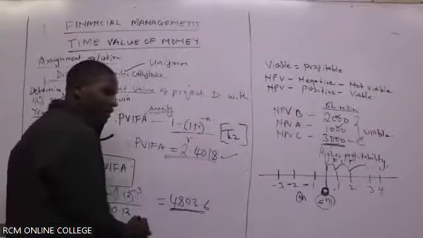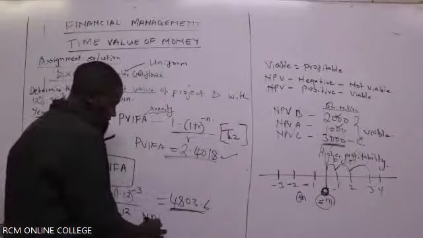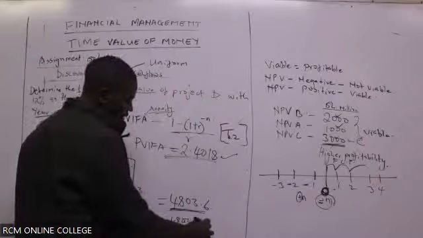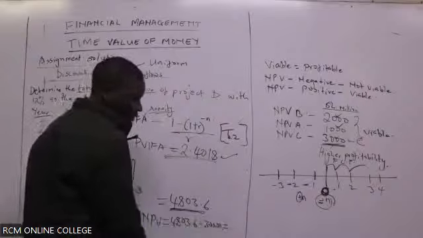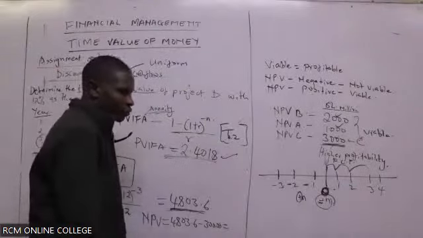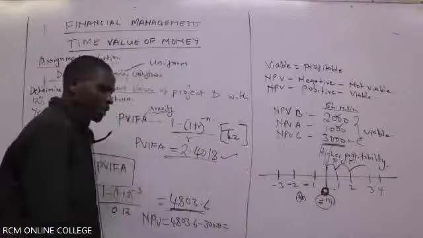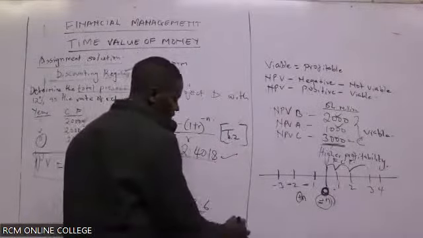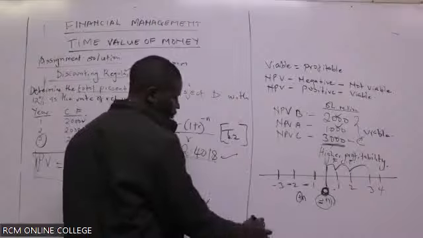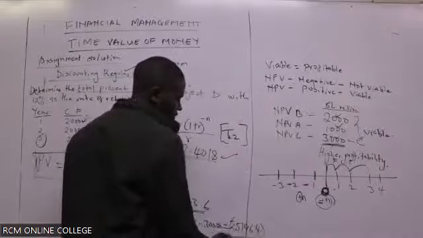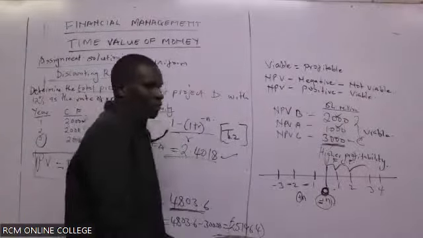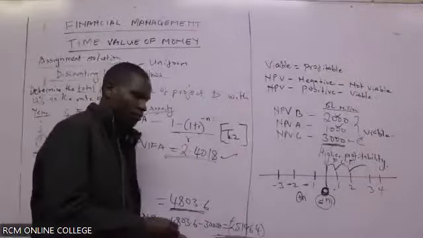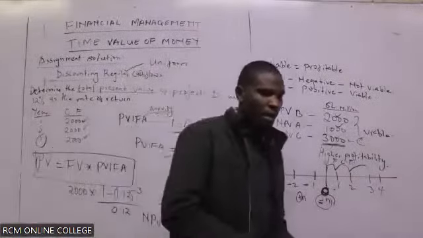What will be the NPV? NPV will be 4803.6 minus 30,000. So how much do we get? Give me the NPV as we go for a short break of 5 minutes. 25,196.4, which is negative, showing that this is not a profitable project, not a viable project. So class, let's go for a break of 5 minutes, after which we shall be back.